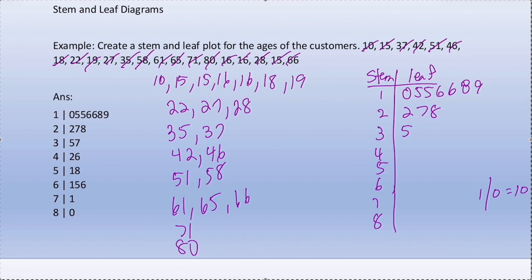Then we have a 5 and a 7 in our threes, a 2 and a 6 for our fours, a 1 and an 8 for our fives, a 1, 5, 6 for our sixes, 1 and 0 for a 7 and 8. So that's how you do a stem and leaf plot. Just organize your data, and there you go.